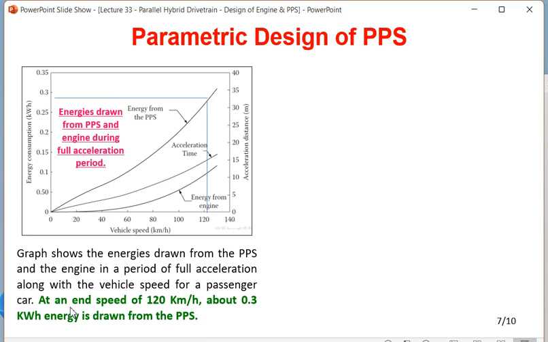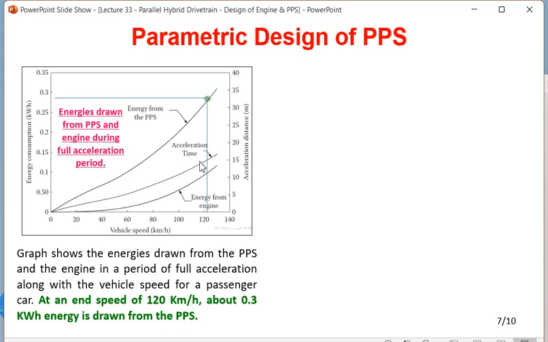The graph shows the energies drawn from the PPS and the engine in a period of full acceleration, along with the value of speed for a passenger car. At the speed of 120 km/h, about 0.3 kWh energy is drawn from the PPS, and about 0.1 kWh energy is drawn from the engine. So the total energy requirement is 0.4 kWh. Among them, 0.3 kWh is taken from the PPS and 0.1 kWh from the engine. So higher the speed, more energy will be drawn from the PPS source. That is what this graph is talking about. And acceleration time is also increasing in a steady fashion.